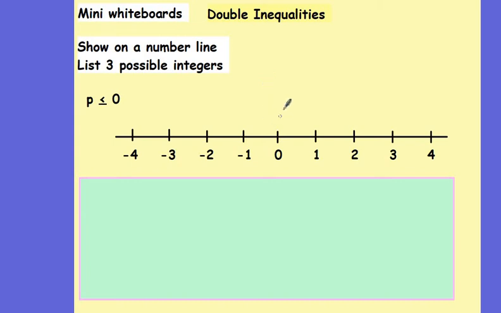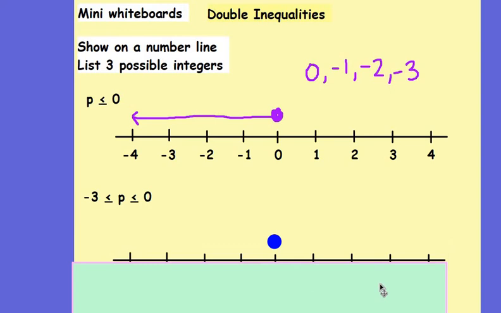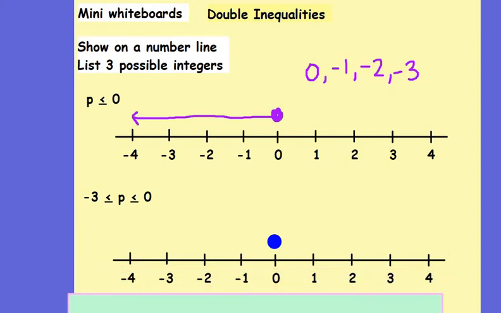Okay, so we're less than or equal to 0, so I need a filled-in circle. We're heading in this direction because we're getting smaller. So this time p could be 0, it could be -1, it could be -2, it could be -3, etc. Okay, Year 8, please now adapt your diagram to show me this one. Pause the video for a couple of minutes and have a go at that now.